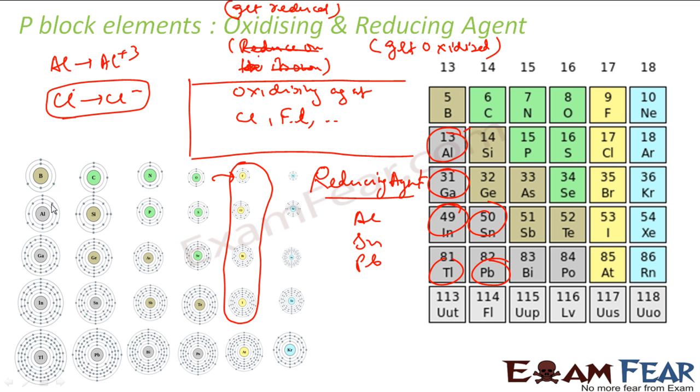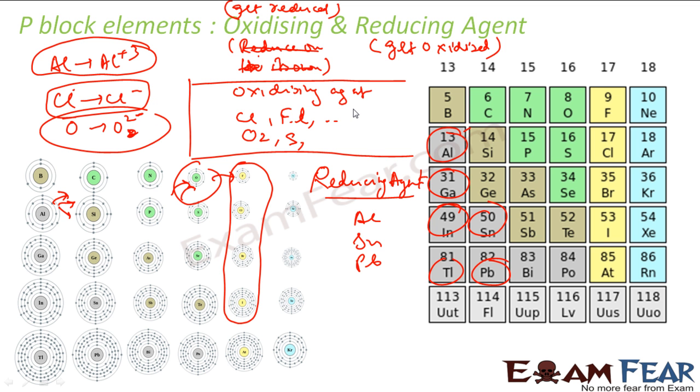Aluminum has the choice of either giving three electrons or taking 5 electrons. Nobody will give 5 electrons, so aluminum will give 3 electrons and have a tendency to become Al+3. Chlorine will have a tendency to become Cl-. Oxygen also has a tendency to become O2-, because if it gets 2 electrons, it will become stable. So the ones which have a tendency to gain electrons, that is, to get reduced on their own, are my oxidizing agents, because they themselves get reduced and oxidize someone else. And those elements which have a tendency to get oxidized on their own are reducing agents.